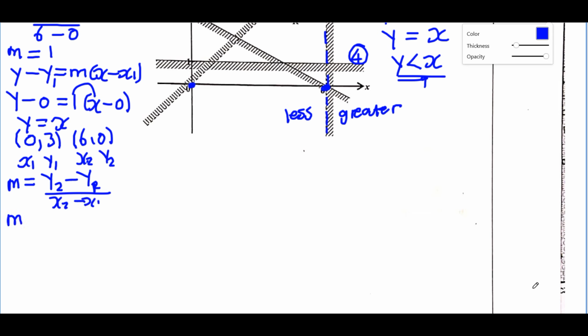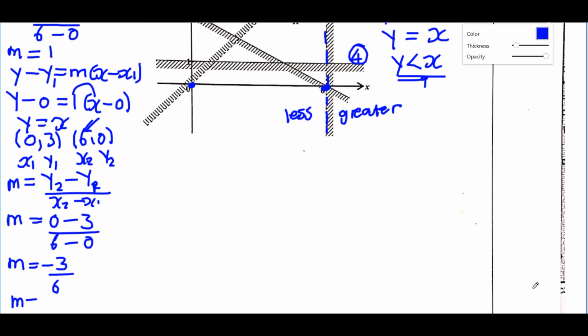So what is our y2? Y2 is 0. Then y1 is 3. X2 is this number 6 here minus a 0. So we have 0 minus 3 is negative 3 over 6 minus 0 is giving us a 6.